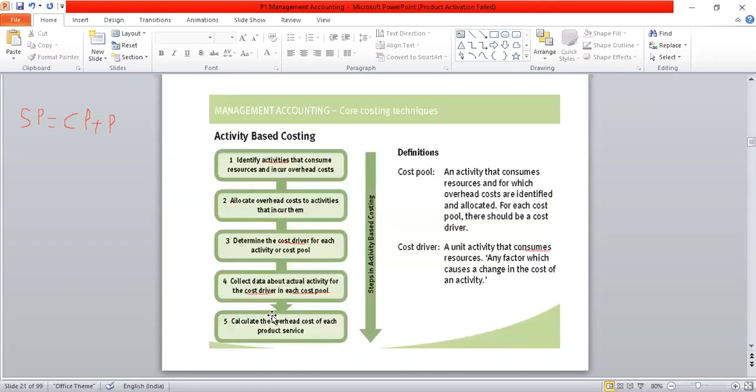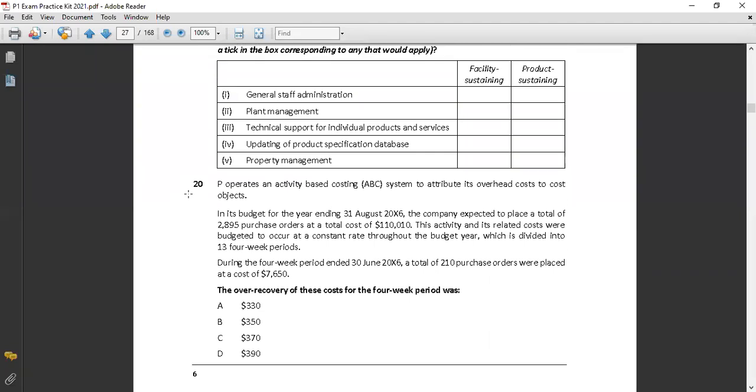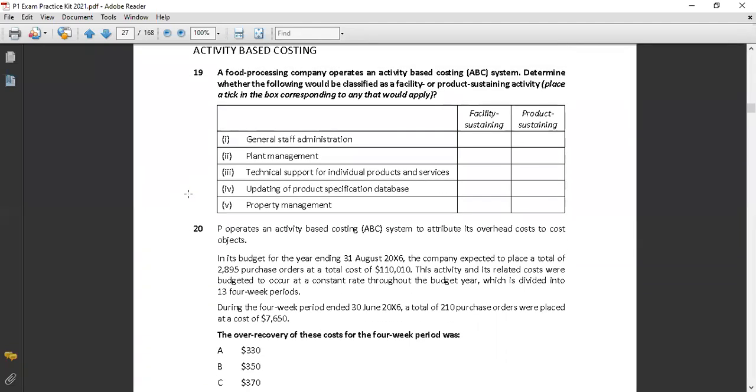Shall we look into one simple question from the examination kit? Question number 20. From 19 onwards, the questions have started.